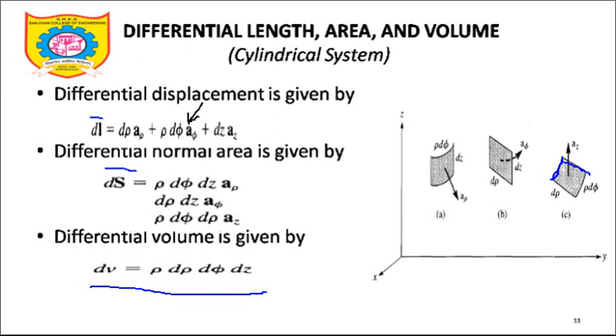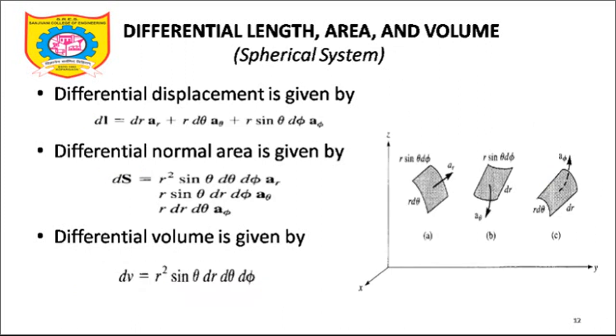Similarly, we will look at the third coordinate system, that is the spherical coordinate system. And now you tell me, if it is dl bar, the same logic we will apply. It will be represented as dr ar bar, r d theta a theta bar, r sin theta d phi a phi bar. If you remember this particular formula, writing the equations for surface and volume becomes very easy for you.